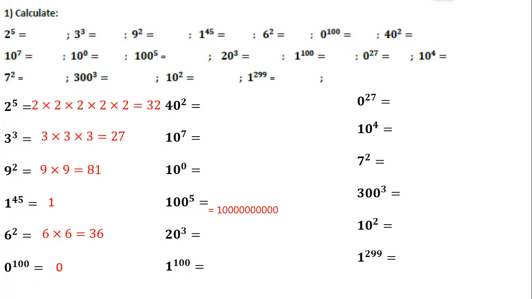Yes, miss. 40 squared. It's equal to what? 40 times 40. Well done. 40 times 40, the answer is 1,600. Kareem? 100.